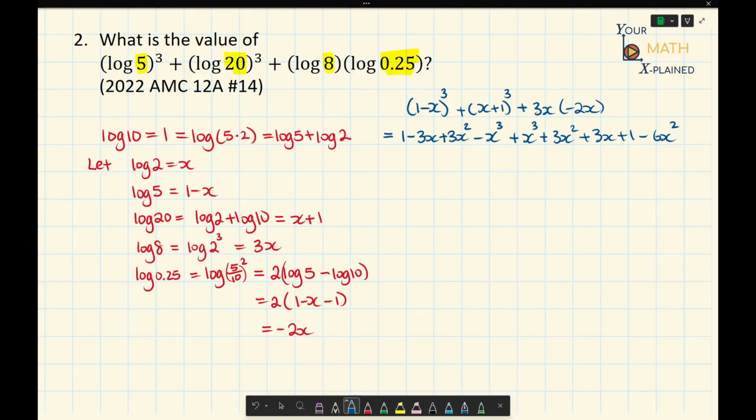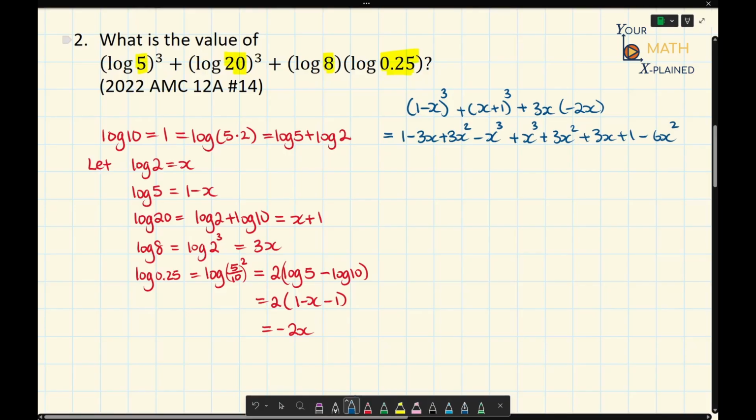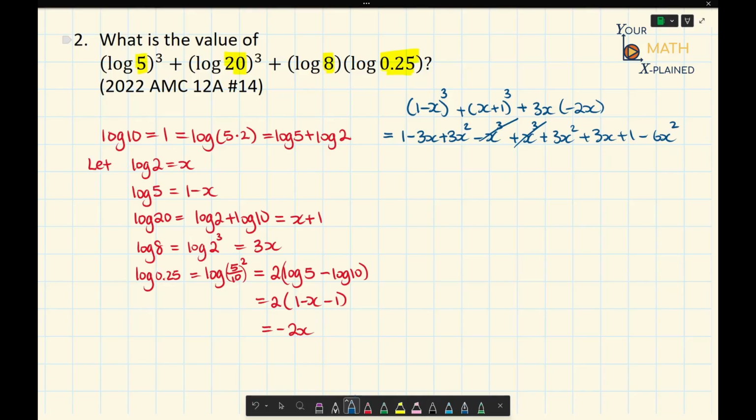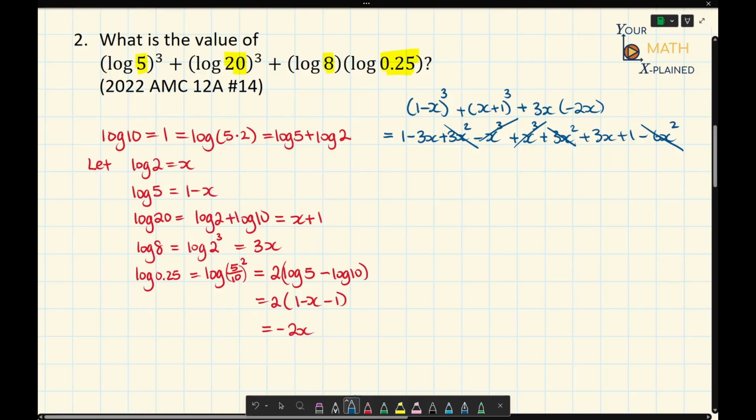And now we can go ahead and combine like terms. So we can see that the cube term will cancel out. And then the x squared term will also cancel out because we have plus 6x squared and then we have the minus 6x squared. And then again, the x term will also cancel out because we have minus 3x plus 3x. So finally, we're left with 1 plus 1, so therefore this is equal to 2.